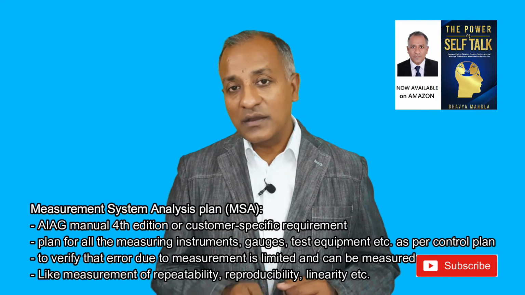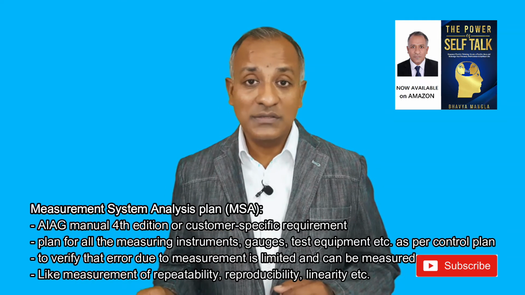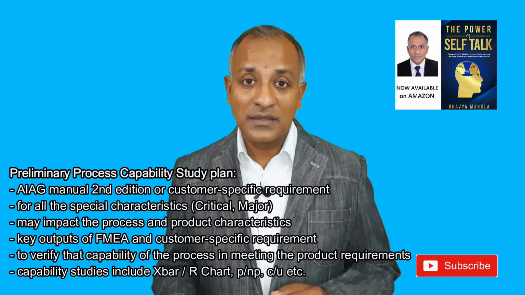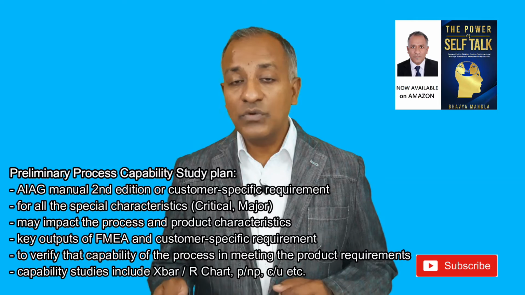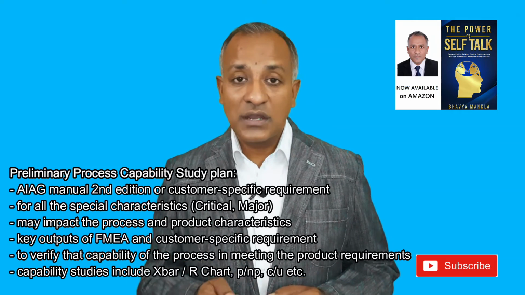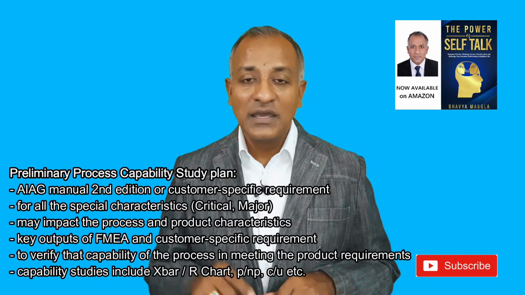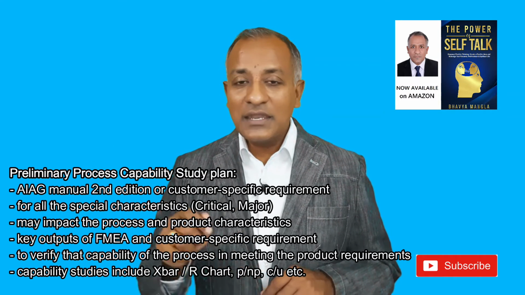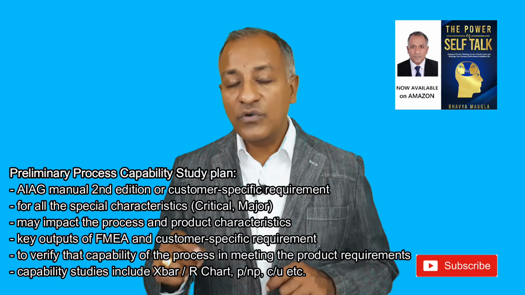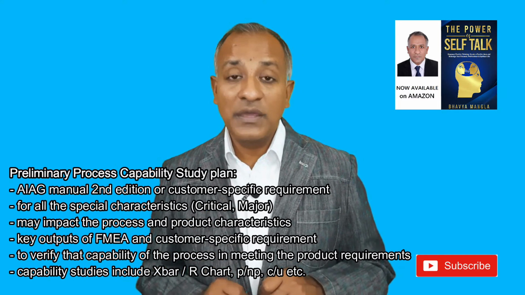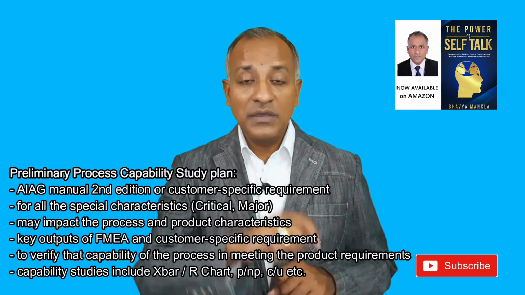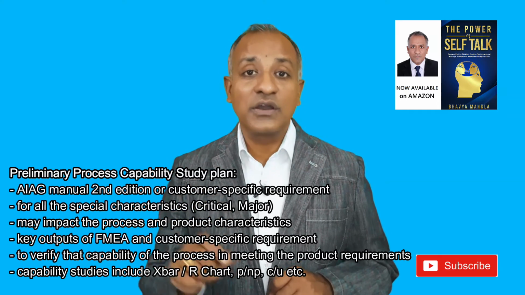Once this study has been conducted, the next logical output is the process capability study. In the process capability study, whichever instruments are approved or are within the guidelines of the MSA study are used. And this capability study is done for all the special characteristics which have been identified from DFMEA and PFMEA, and which are specified in the control plan.